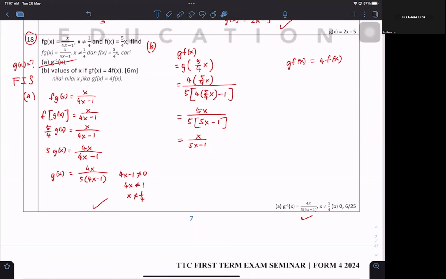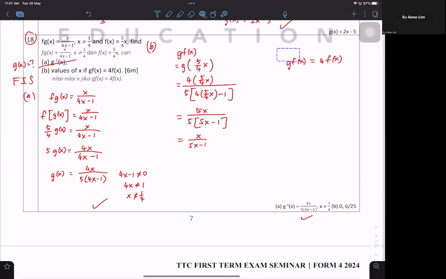Oh, no, you see. 4 times 5 over 4, right? So you simplify, left with only 5x. Understand? The 4 and the 4 cancel off. Same as the top part. The 4 and 4 simplify, so 5x. And then the 5 and 5 also simplify. Up and down you can simplify, right? So x over 5x minus 1. Okay, good. So now you know what is GFX already.